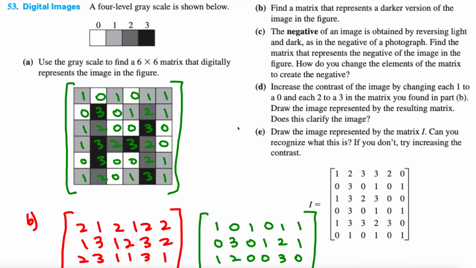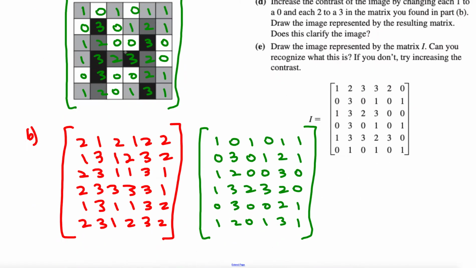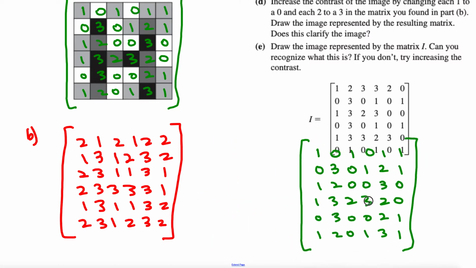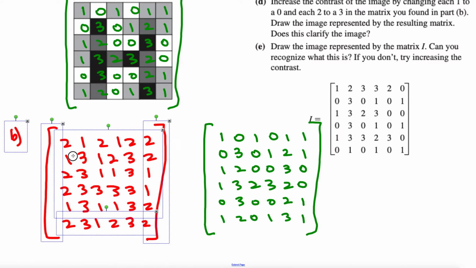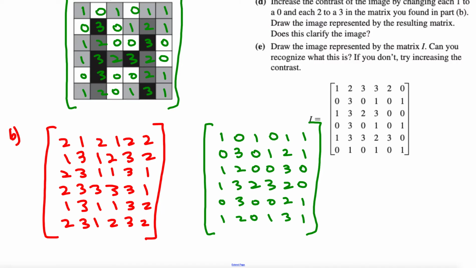Now C, negative, is obtained by reversing the light and dark. So basically 3 becomes 1, and then 1 becomes 2, and 2 becomes 1, I guess. So that means I'm going to try to use this platform one more time. Maybe I'll move this one to the side. I'm going to use blue this time for C. So wherever there is 1, I'm just going to reverse the numbers.